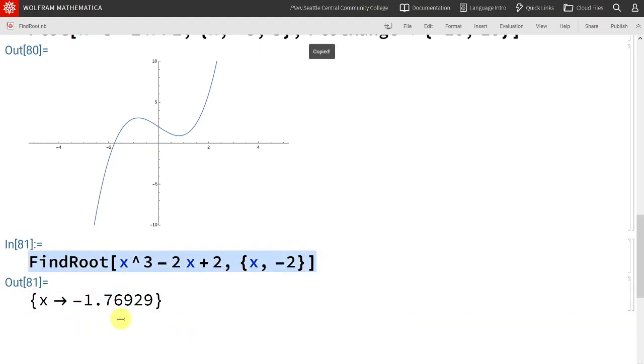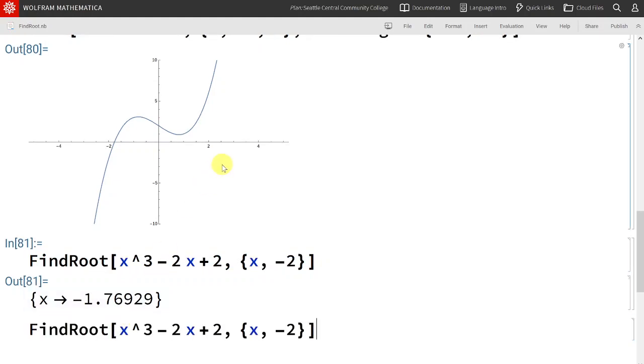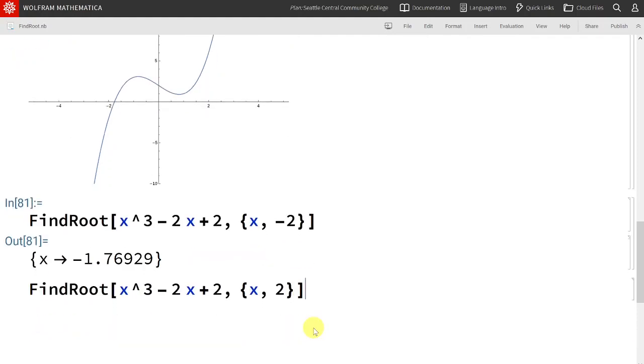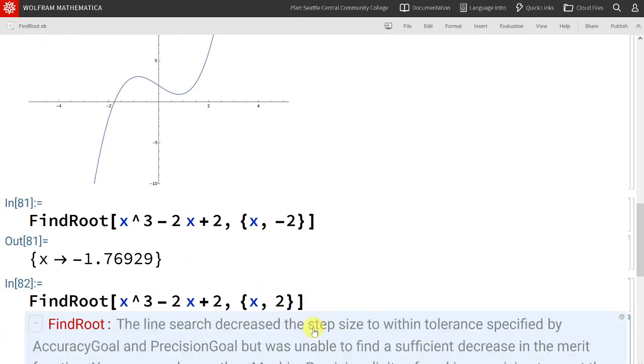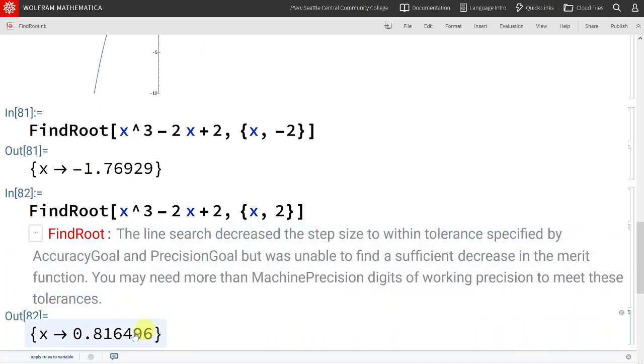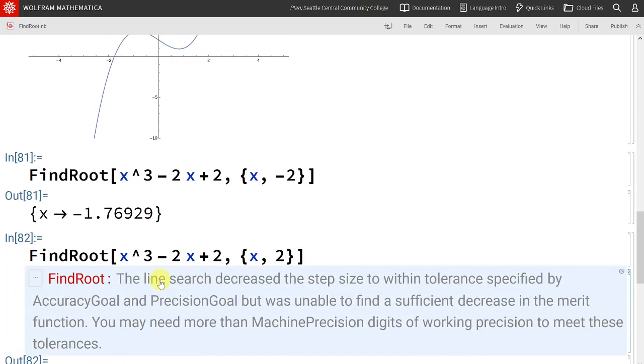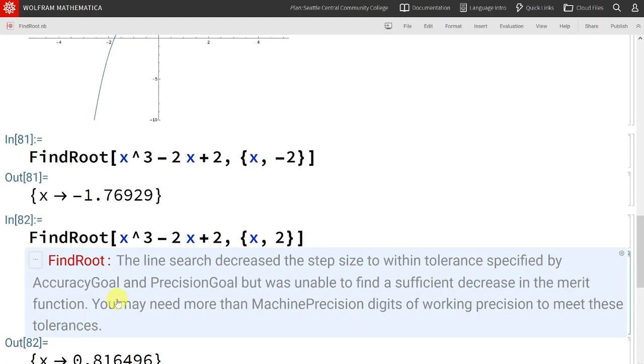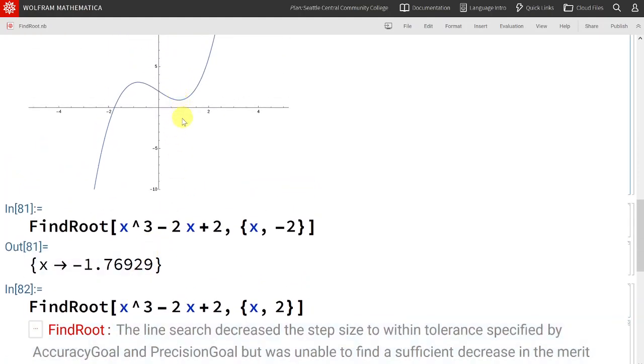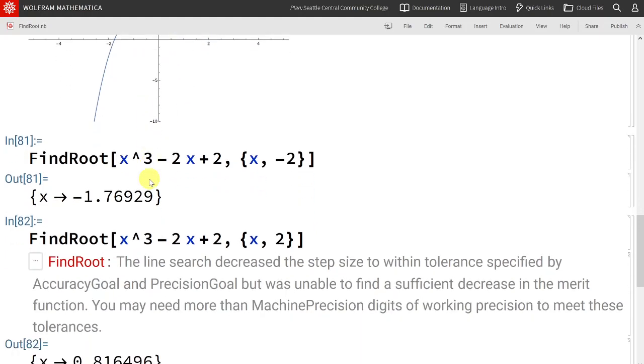If we type this again, but we enter +2 as our starting point, something unusual happens. Mathematica outputs a solution that is not correct, 0.816. Clearly from the graph, there is no solution at 0.816. This polynomial only has one real root.